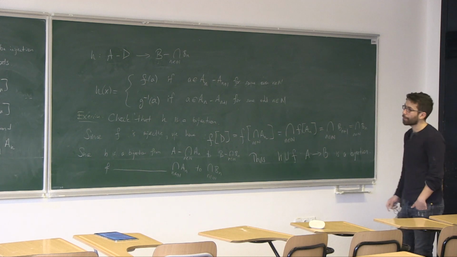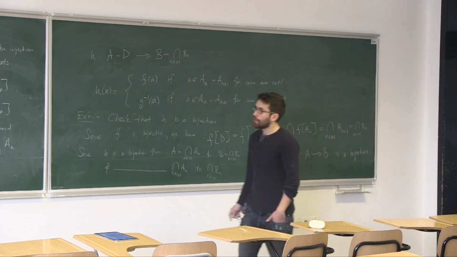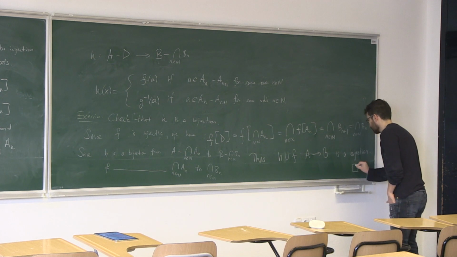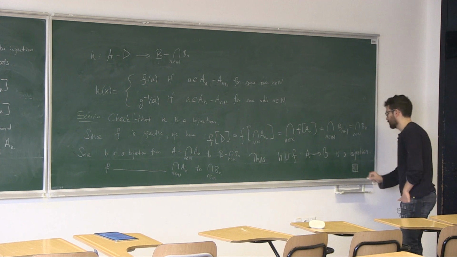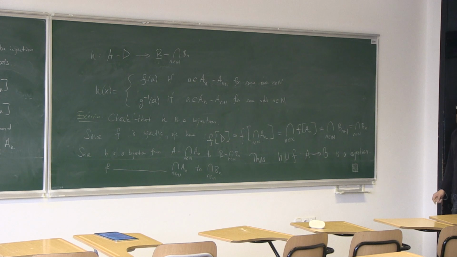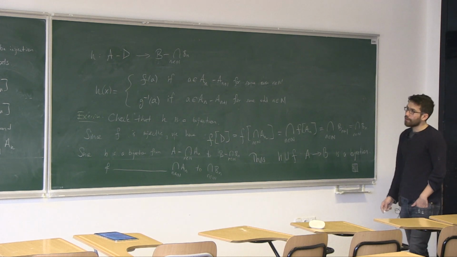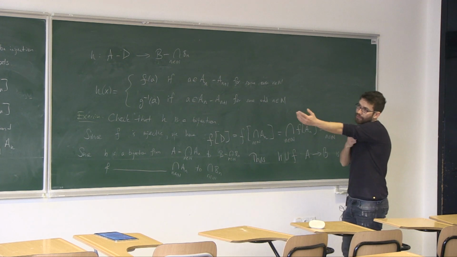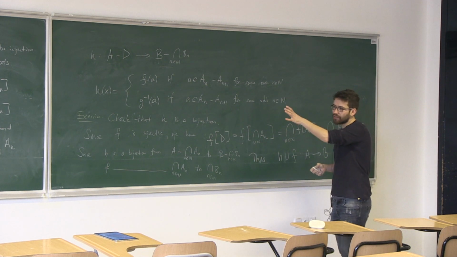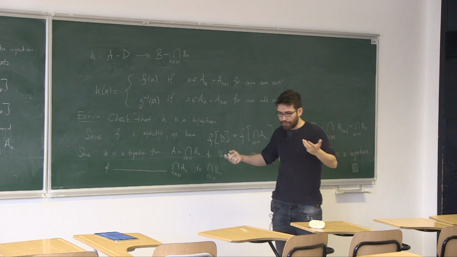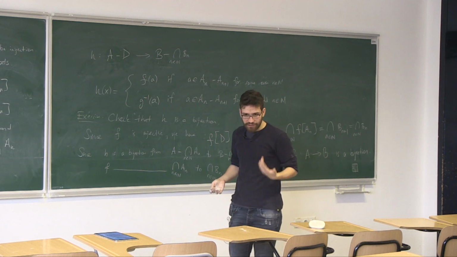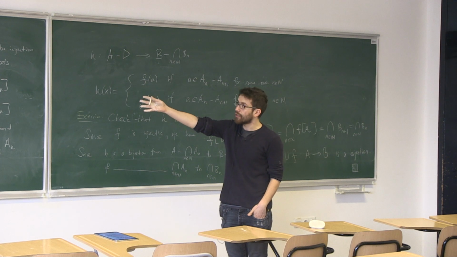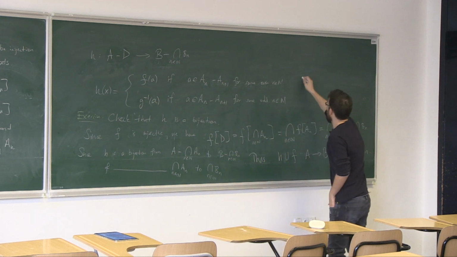So, this is the Cantor-Schroeder-Bernstein theorem. It shows that if you have an injection from some set to some other set, and if you have an injection in the other direction, then there's a bijection. And not only it shows the existence of such a bijection, it kind of tells you what to do if you know the injections.